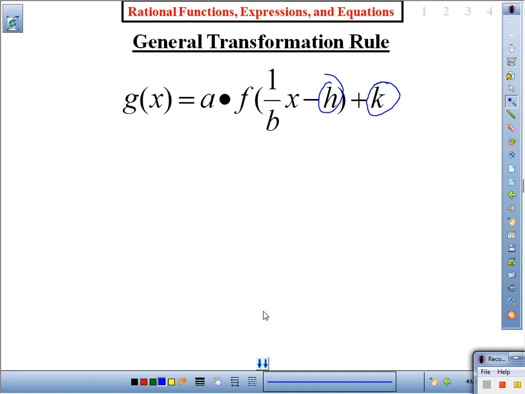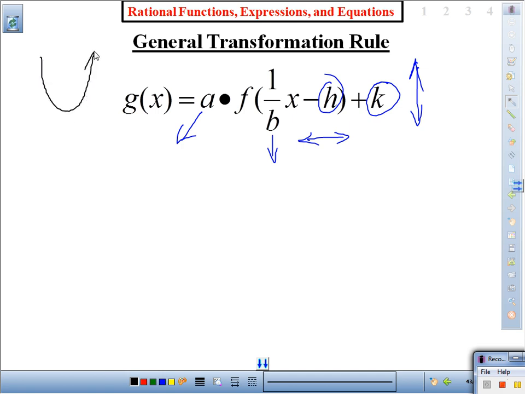Tell your neighbor what each of those does to any function. Very good. K is either up or down, depending if it's positive or negative, and this one is side to side, once again depending on whether it's a positive or negative value. However, the ones that we haven't used that much are A and B. Now, what does the coefficient of A outside of the f of x do to the entire function? So watch. If I was to give you the function, which is a parabola, look what this does.